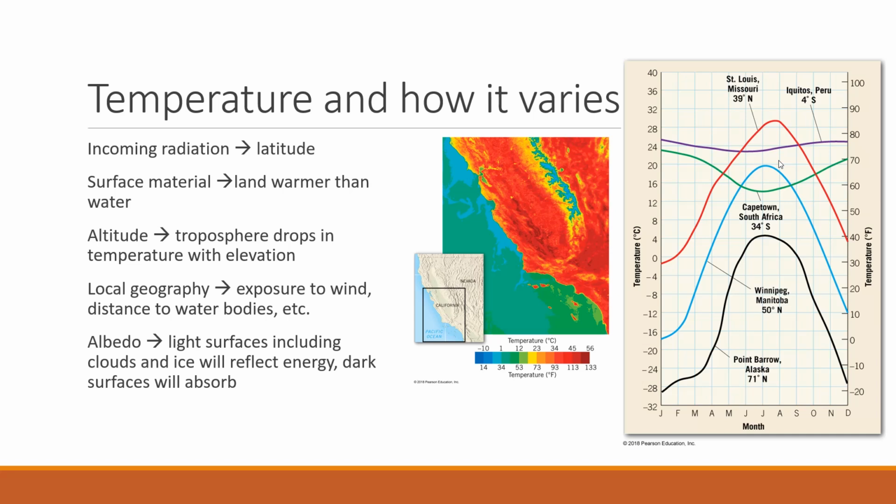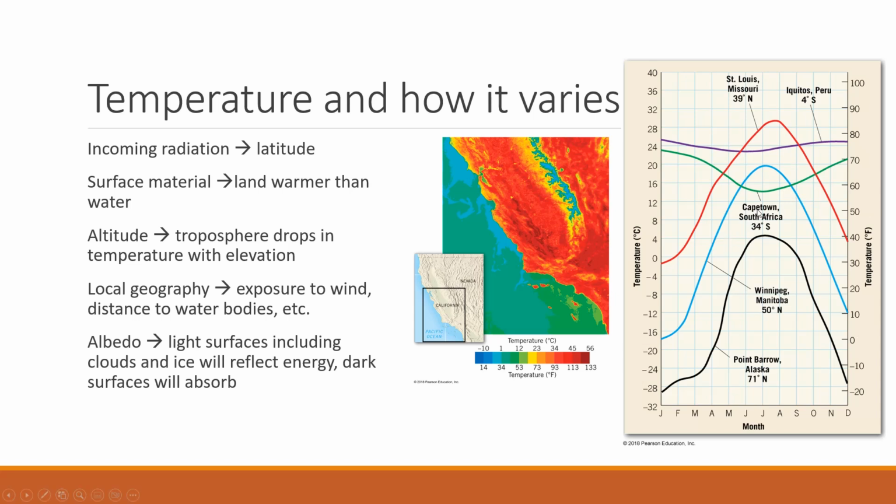So here we have an example of several different locations, including St. Louis, Missouri, I might add, and their temperatures throughout the year. When we look at Peru, this is close to the equator. We don't see a lot of variation in the temperature throughout the year because it is not seeing a terrible amount of variation in the incoming solar radiation.